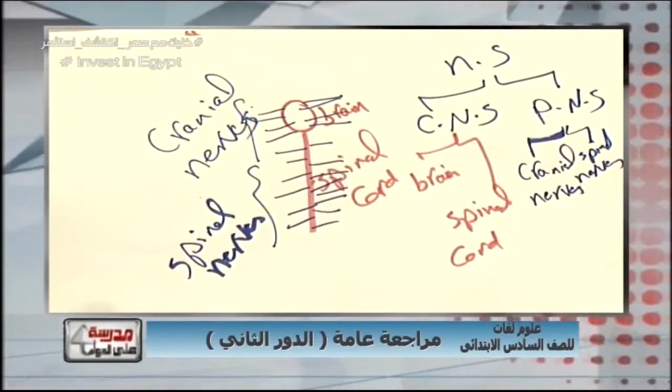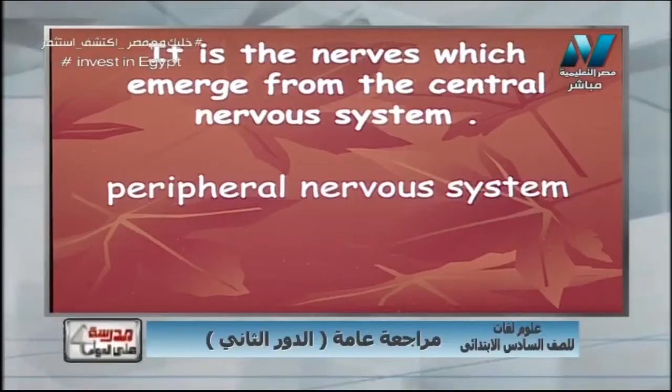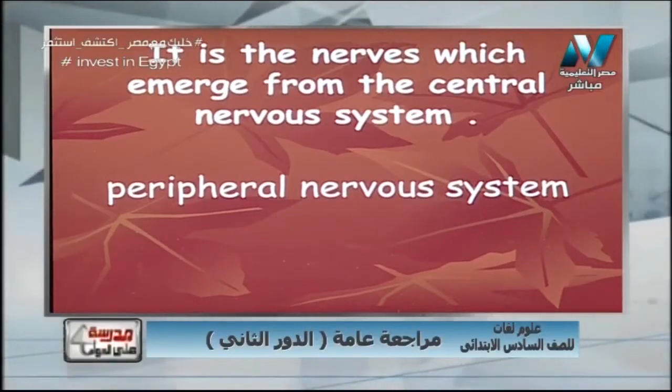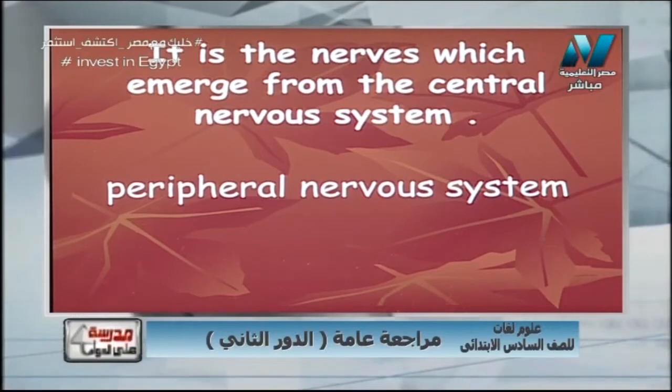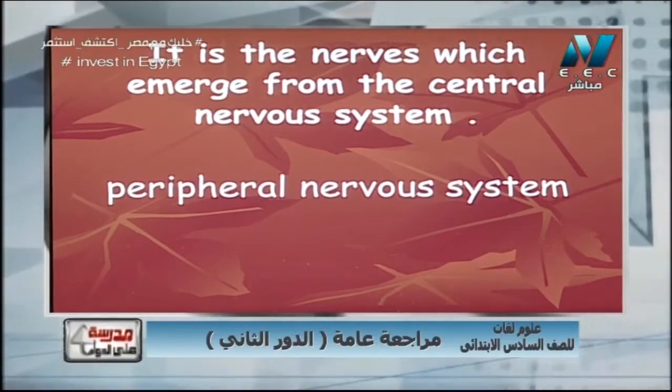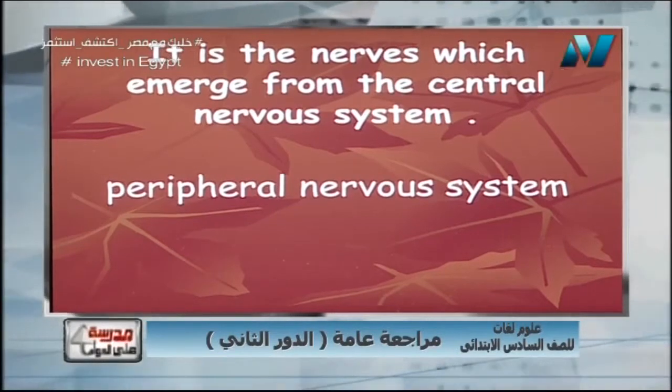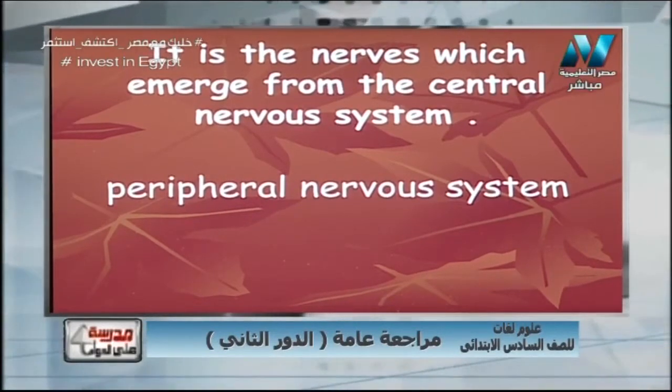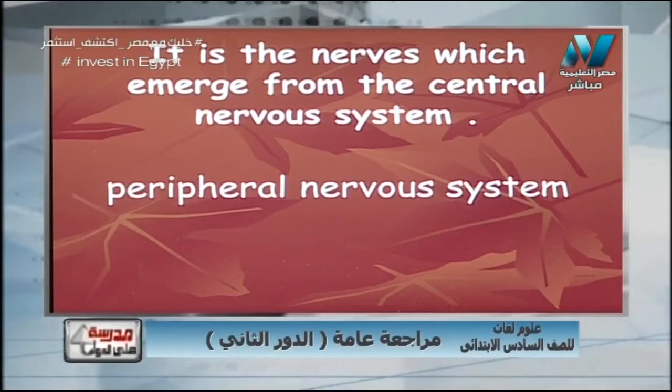So now, let's back to the question again that says they are the nerves which emerge from the central nervous system. هي كل الأعصاب اللي خارجة من البرين أو حتى كمان spinal cord دي هنسميها peripheral nervous system. ناخد بالنا محدش يقول لي هنا cranial أو peripheral. لا أنا بقول الأعصاب كلها. In general all the nerves which emerge from the central nervous system it will be the peripheral nervous system.